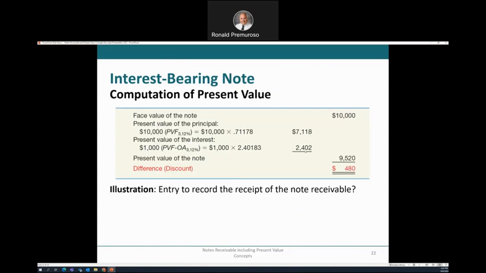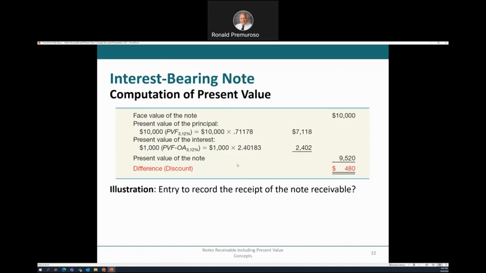So on slide 22, we add up the present value of the principal from slide 21, present value of the interest from slide 20, which is $2,402, and we only get $9,520, whereas we know the face amount of the note, right, its future value is $10,000. So the difference in this case, because the market rate is greater than the stated interest rate on the note, is a discount of $480.